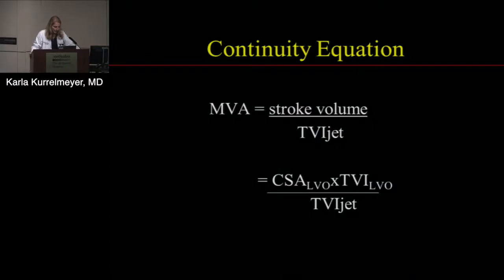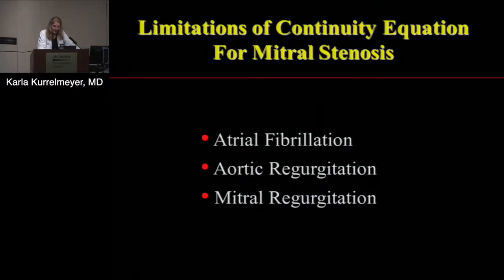So this is the continuity equation. It's the same as in aortic stenosis. We just divide by that CW time velocity integral across that stenotic mitral jet. The continuity equation has limitations, including atrial fibrillation, and aortic regurgitation if you use the stroke volume through the left ventricular outflow tract. So if there's aortic regurgitation, you can't use that. You have to calculate the stroke volume through the right ventricular outflow tract. And mitral regurgitation. Why can't you use the continuity equation with mitral regurgitation?